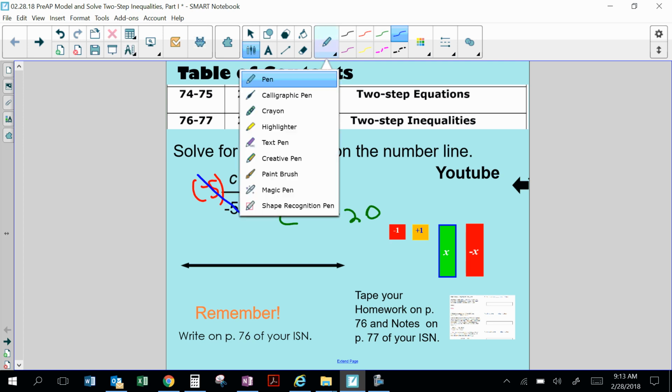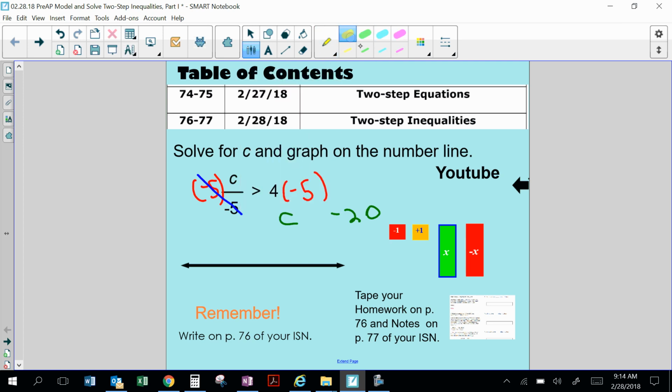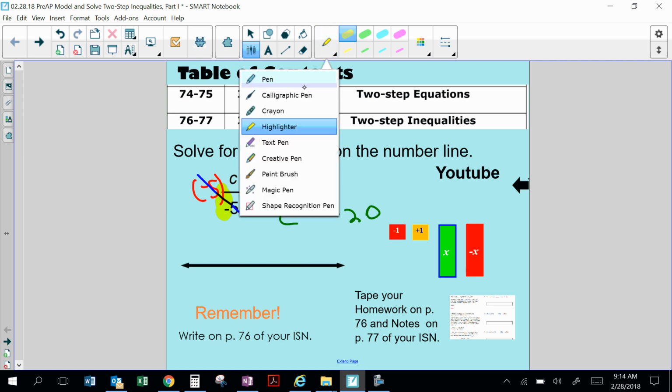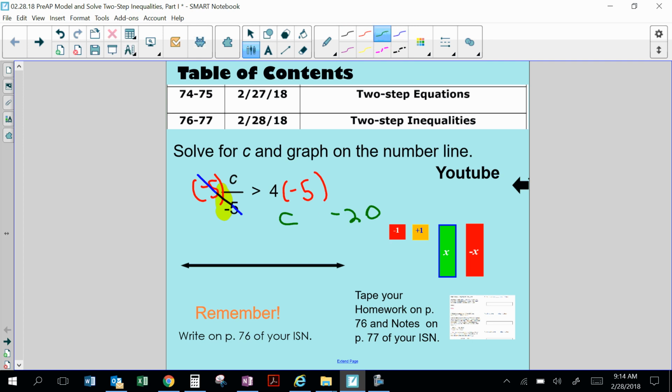Let's see if you still remember this. Let me take out my highlighter here. Do you see this negative right here? C is negative. It's a negative variable. You have to do the opposite. So do you remember that you had to flip this inequality sign from greater than to less than? No worries. Some of you may have forgotten to do that, but you do need to flip it around. So C is less than -20.